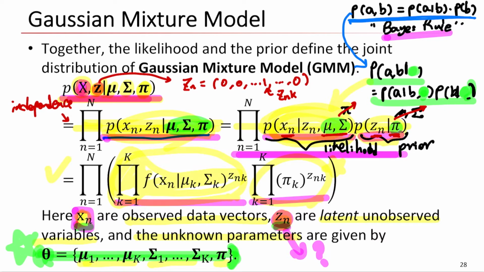So from this definition, we introduce the loss function for the Gaussian mixture model here, right? So we introduced the latent unobserved variable z_n, right? Our goal is to find this theta, consisting of mu 1 through mu k, sigma 1 through sigma k, and pi, which is the probability of each cluster.